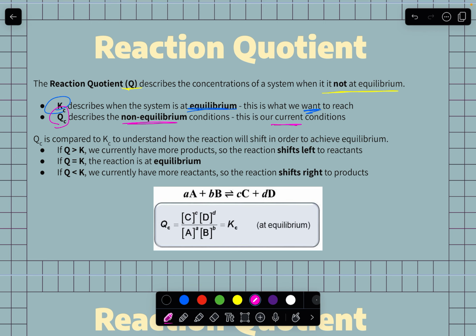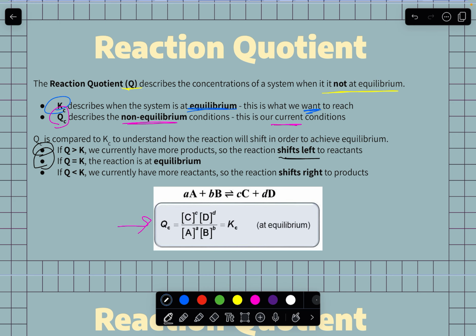Okay, so it's going to be the same thing. It's still your products divided by reactants, the exact same equation. It just tells you a different thing. So Q is when you're not at equilibrium. K is when you are at equilibrium. So what Q means is, because it is not at equilibrium, if Q is greater than K, that means right now we have more products than we want at equilibrium. So to get rid of that extra products, we're going to shift to the reactants. If Q is equal to K, if it's equal to the equilibrium constant, then we're at equilibrium.